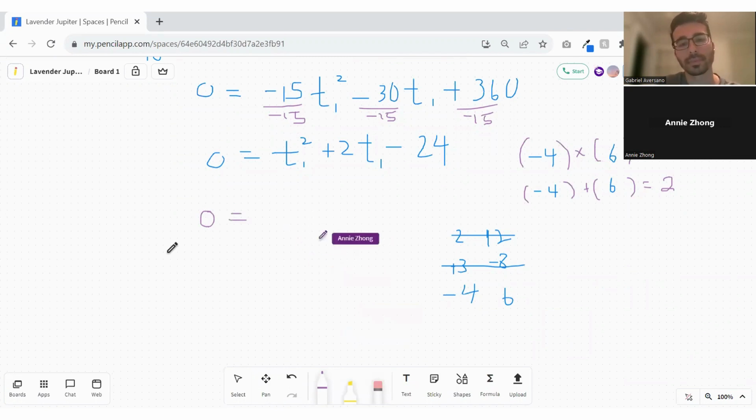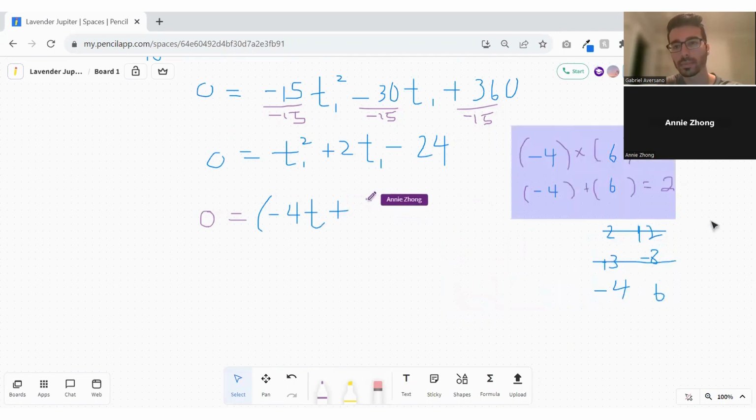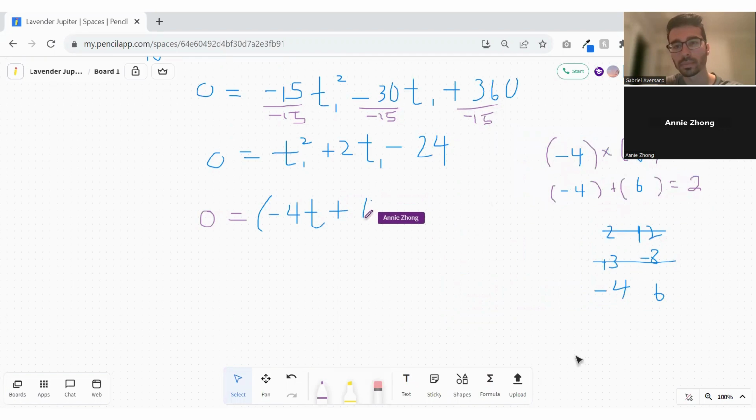Sure. I have negative 4 t, and then plus 6. Remember, when you have a quadratic equation and you go to factor it, remember you set up 2 different brackets? Oh, yes. Wait, let me retry this.